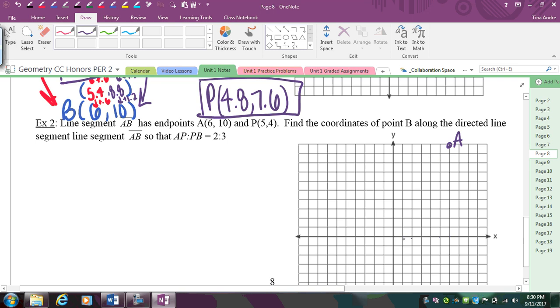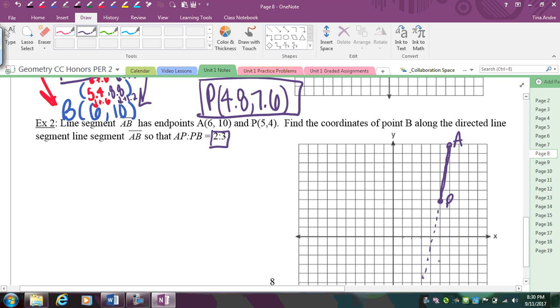And then 5, 4, 1, 2, 3, 4, 5, 1, 2, 3, 4. And when I look at this, point P is a point that is partitioning this segment into a 2:3 ratio. So see how I'm drawing this dotted line? That really represents that B is going to be somewhere down in here.